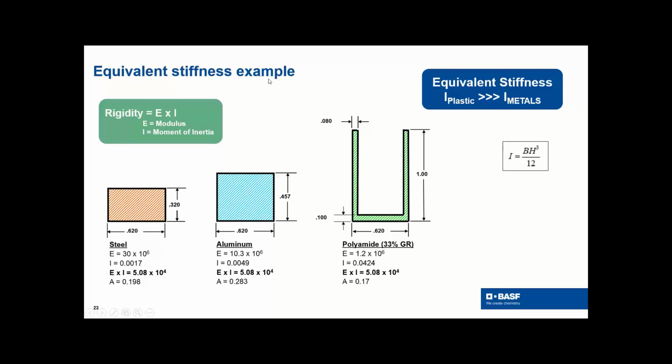So, equivalent stiffness. One of the earlier slides we talked about stiffness was a challenge if you're converting a metal part to plastic, and it can be. But if you attack it right up front, it's doable if you have the space in your application. So here's an example. You have a steel part. Say this is your cross section of your steel, and basically you want it to be just as stiff as the steel.